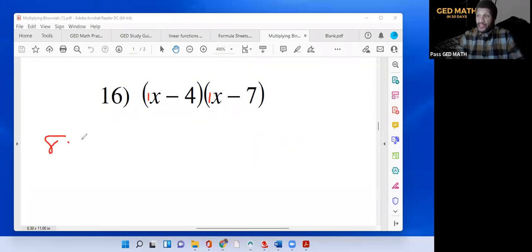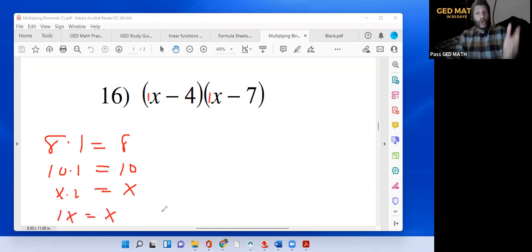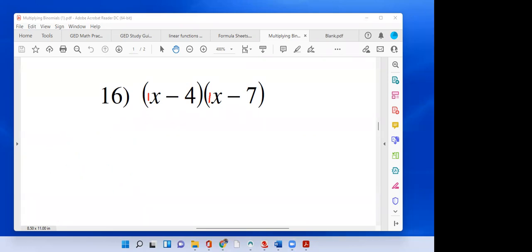Why? 8 times 1 is 8. 10 times 1 is 10. X times 1 is X. Well, 1 times X is 1X, which is X. So when you don't see a coefficient, it's a 1. When you don't see a number in front of the variable, your coefficient is 1.